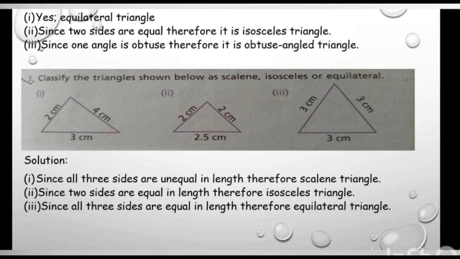Look at the figure of part 2. In this triangle, two sides are equal and that are 2 centimeter, and the third side is 2.5 centimeter. So since two sides are equal in length, therefore it is an isosceles triangle. Okay, now look at the third part. In the third part, all three sides are equal, which is 3 centimeter. Okay, so the answer of third part is, see the last line, since all three sides are equal in length, therefore it is an equilateral triangle.